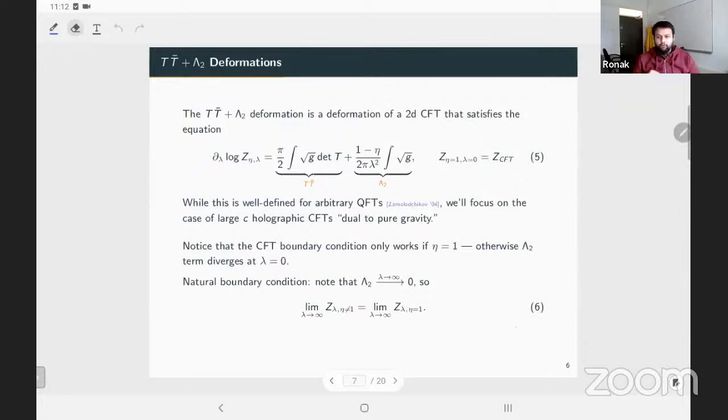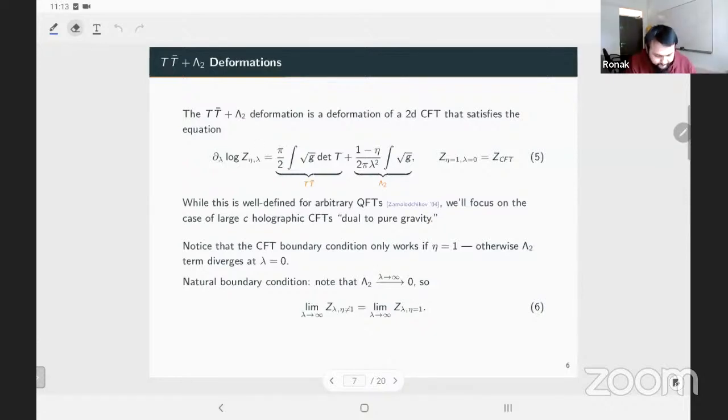Okay, and so what I've told you so far is about pure de Sitter or purely holographic CFTs. The way I will relate these two different systems is via the TT bar plus lambda 2 deformation. The TT bar plus lambda 2 deformation is a deformation of a 2D CFT defined by a differential equation of the partition function. The differential equation is given here. There is a parameter lambda. When lambda goes to 0, you end up at the CFT.